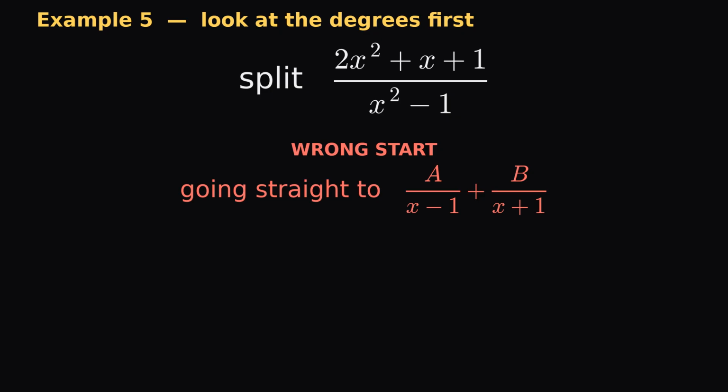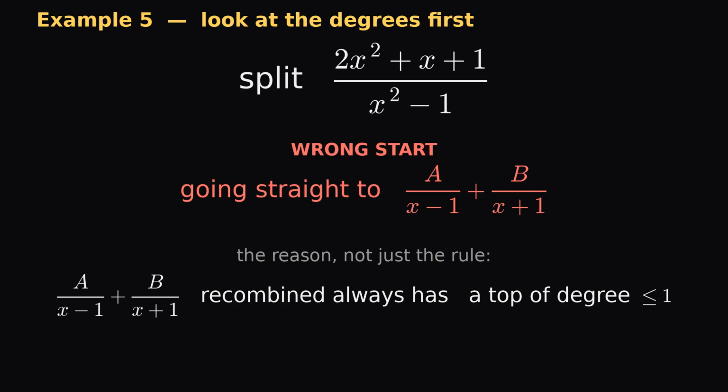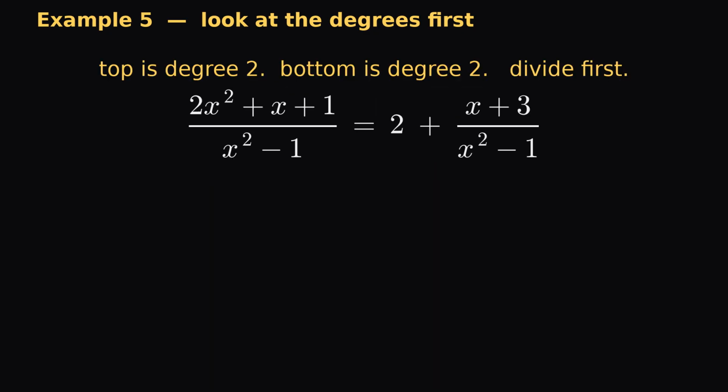A over x minus 1 plus b over x plus 1, put over a common denominator, always gives you a top of degree 1 at most. It can never produce an x squared. So look at the degrees first. The top is degree 2, and so is the bottom.